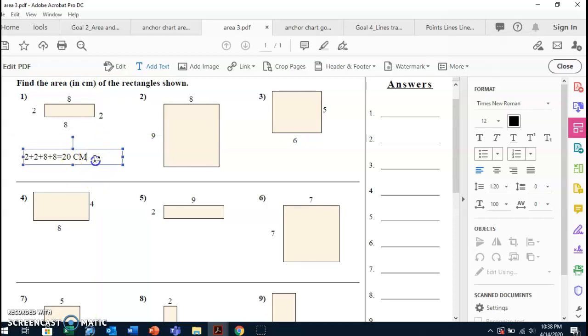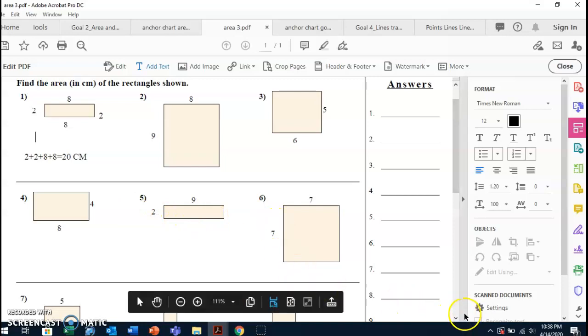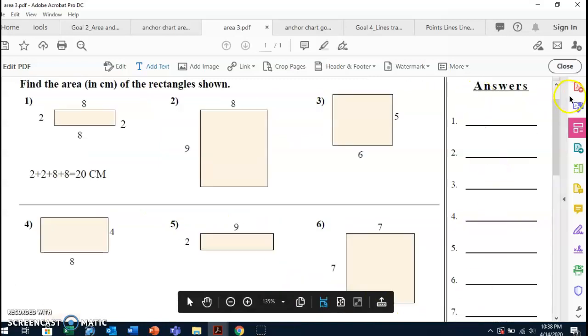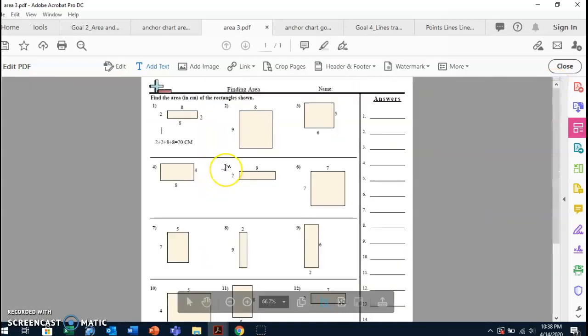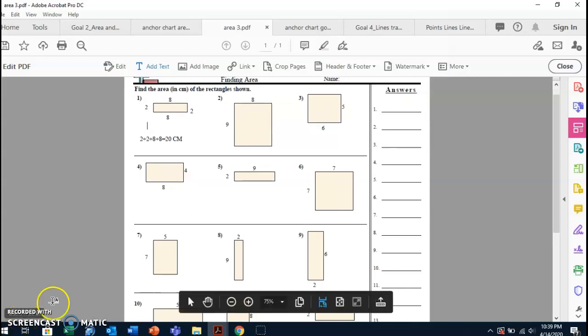And right here, you're showing your work for this particular answer, number 1. So you're going to do the same thing here, number 2, number 3, 4, 5, 6, all the way to the bottom. And when you're done, you can take a picture of it.